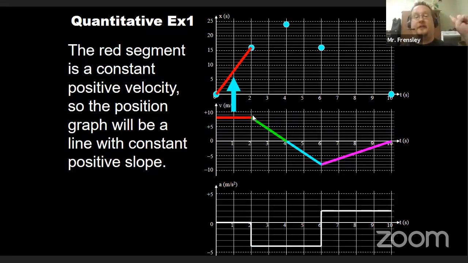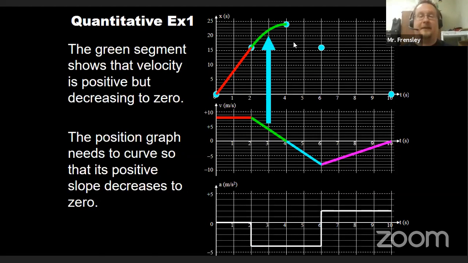Now, for the green part, the velocity is positive, but decreasing to 0. So for the position, I need a positive slope that then decreases to 0 slope. How do I make a slope that's positive and then decreases to 0? I'm going to have it down like a frown. My students know I call it that. So a parabola that's like this is a down frown, right? My velocity graph is decreasing to 0 from positive, so the slope of position is positive, then smoothly transitions to 0 slope.